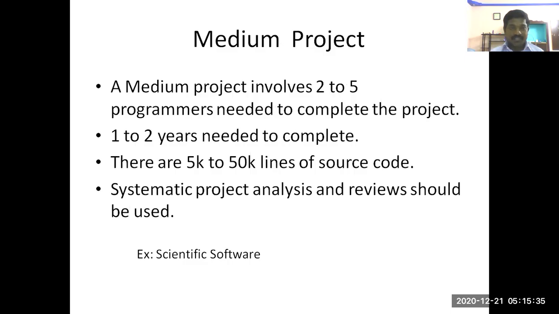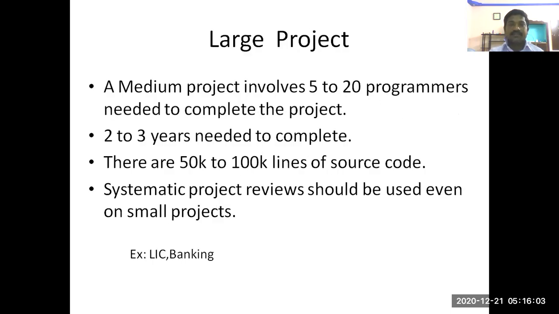Then a medium project involves 2 to 5 programmers to complete the project. 1 to 2 years are needed to complete the project. There are 5,000 to 50,000 lines of source code needed to complete the project. Systematic project analysis and review should be used for a medium project. The best example for a medium project is scientific software.